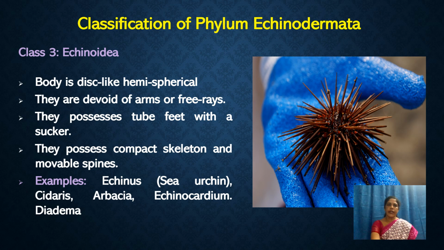In class Echinoidea, the organisms' body is disc-like or hemispherical and they are devoid of arms or free rays. They possess tube feet with a sucker. They possess a compact skeleton and movable spines. Some examples are Echinus, commonly called sea urchin, Cidaris, Arbacia, Echinocardium, Diadema, etc.